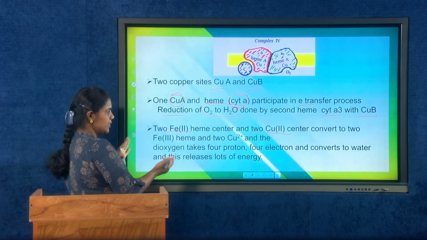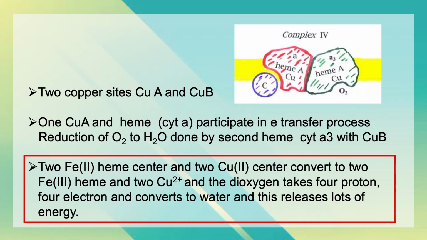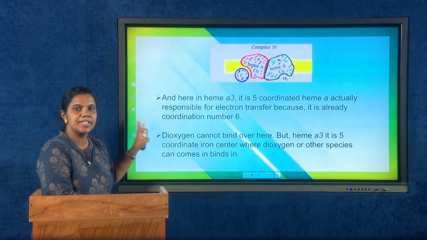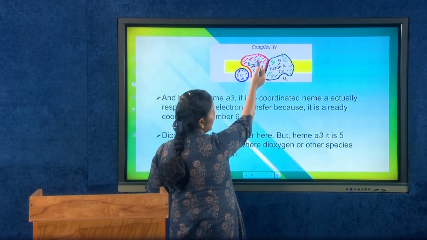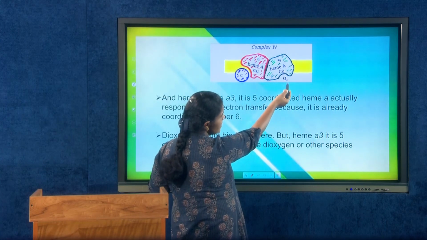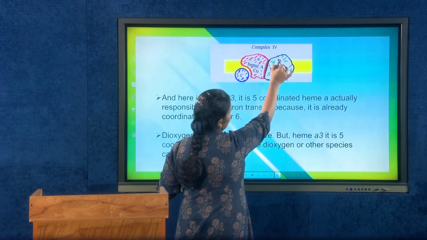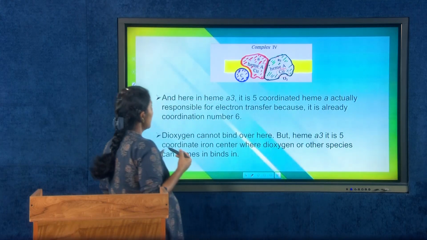So, after the process, iron 2 is getting converted into iron 3 heme and copper 2 plus, and what happens to oxygen? Oxygen will take 4 protons and it will take 4 electrons also and get reduced and converted into water. We have already learned the structure. I hope it is very clear for you that in this section you have cytochrome A, which contains heme A and copper A, and in this section you have cytochrome A3 that is containing heme A itself, and together you have the next copper atom.